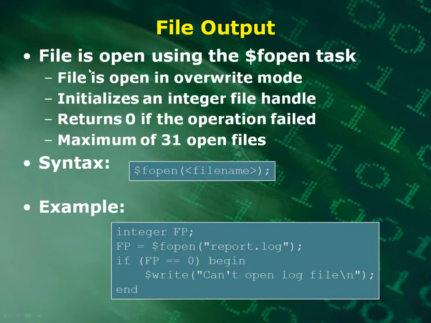So how do we get the file handle? Well, we use the $fopen task. When you do a $fopen, it's opened in overwrite mode, and it initializes an integer file handle. It returns 0 if the operation failed, and there's a maximum of 31 open files that you can have. This is the format here, $fopen and then the file name. So here's how we get our file handle: integer fp equals $fopen. We check to see if it returned a 0. If it did, we print out that there was a problem. That's fairly similar to C.